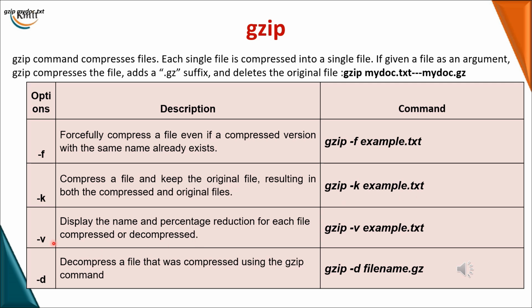If you want to display the percentage of reduction, then you can write gzip -v example.txt, which will create a compressed file as well as display the percentage of reduction. If you want to decompress the file, you can write gzip -d, and here the extension of the file should be .gz.